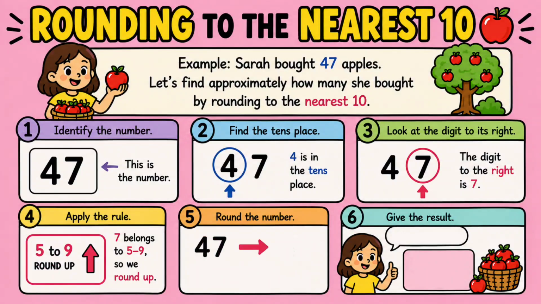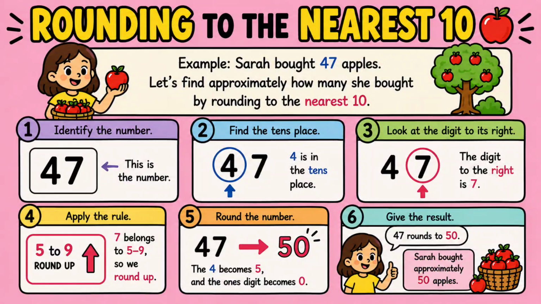The 4 becomes 5, while the 1's digit becomes 0. Therefore, 47 rounds to 50. So Sarah bought approximately 50 apples.